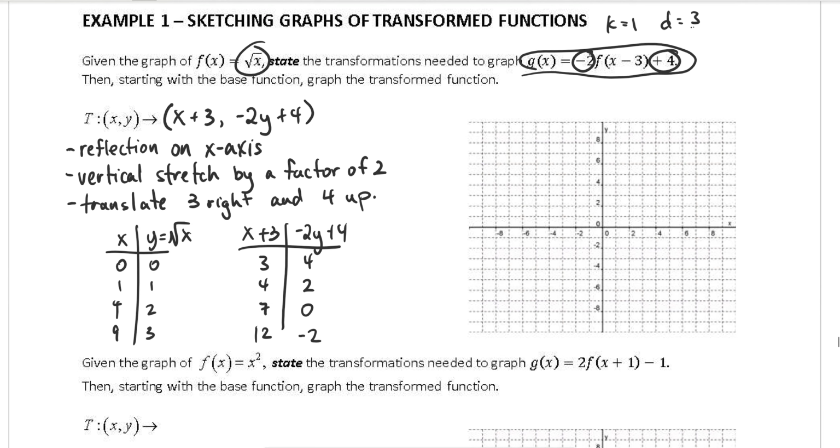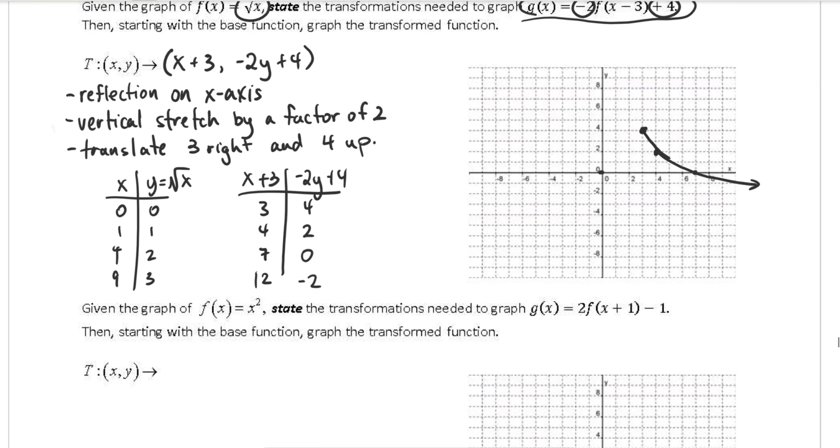I can now graph my transformed function. And here we go. Okay, so there it is. It's a reflection in x, so it's flipped upside down. It's vertically stretched by 2, and it's shifted up 4 and to the right 3 from the origin there. Okay, so there's our first graph.